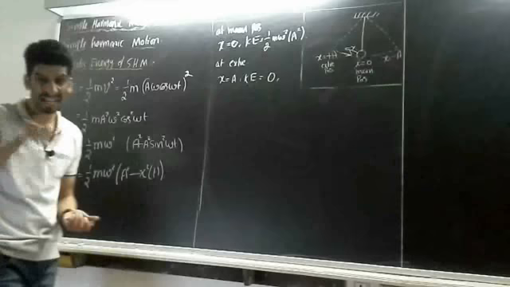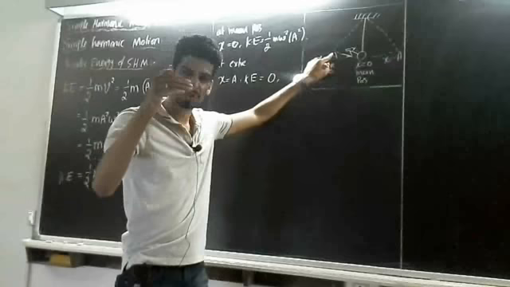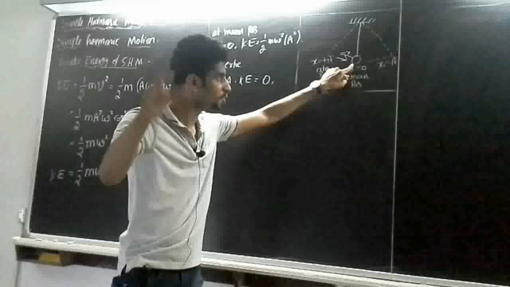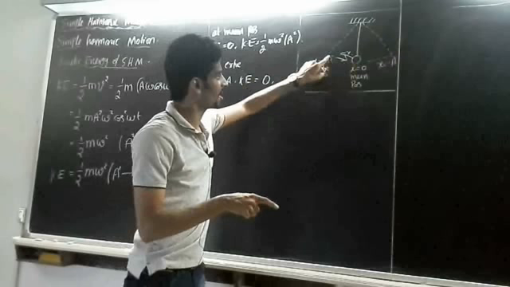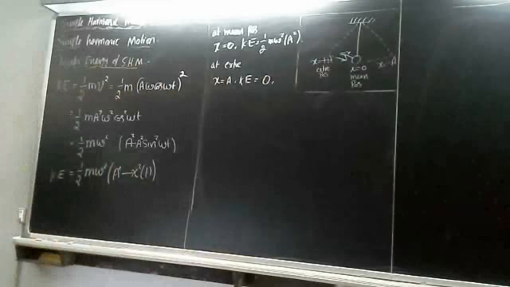Very intuitive. I told you that at the extreme position, the velocity of the simple harmonic oscillator becomes 0, and at the mean position it is maximum, and kinetic energy is equal to half m v square. It is directly proportional to the square of the velocity. If the velocity is maximum at the mean position, kinetic energy has to be maximum, and the velocity at the extreme position is 0, so kinetic energy has to be 0. That's great. I'm going to name this equation number 1.